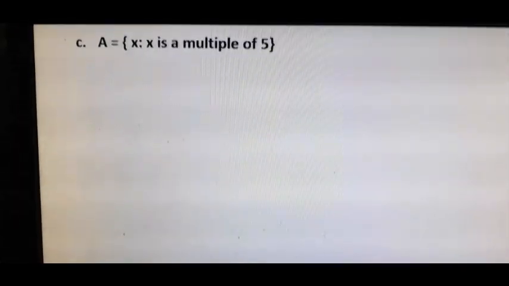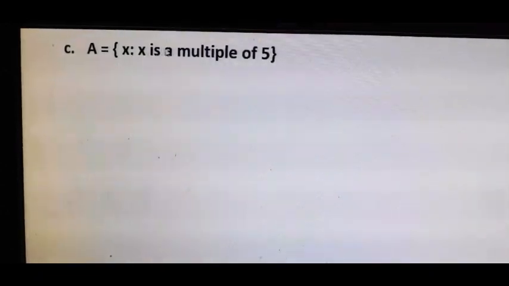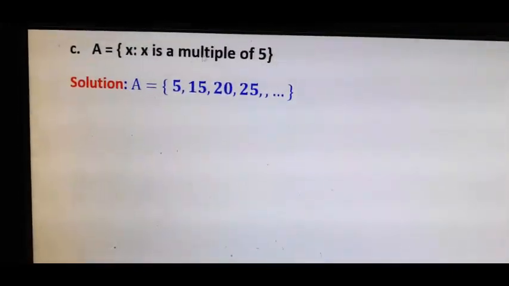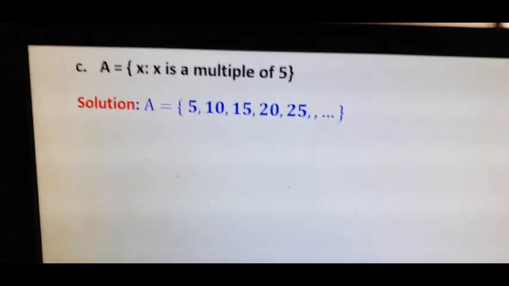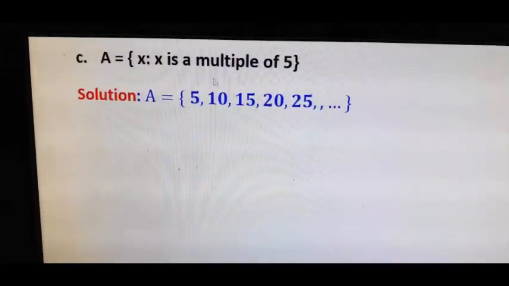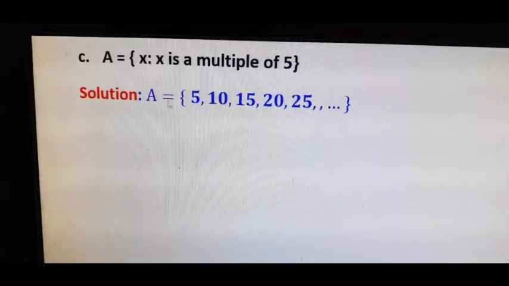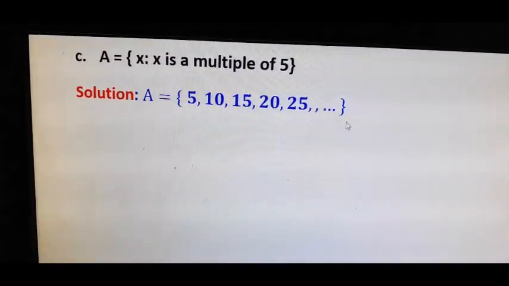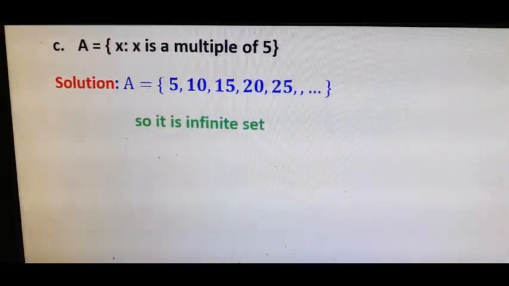A set containing x such that x is a multiple of 5. Multiples of 5, or numbers divisible by 5 in other words: 5, 10, 15, 20, 25. These are multiples of 5. This is not finite. It is infinite. So it is an infinite set.